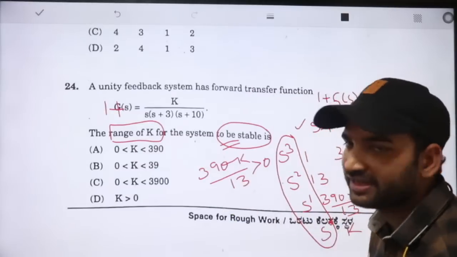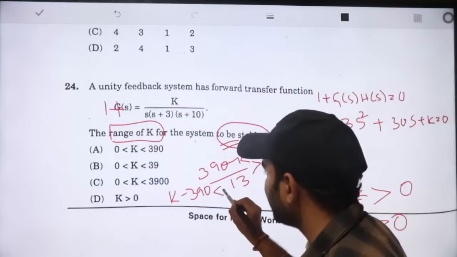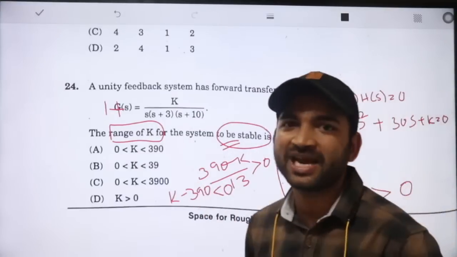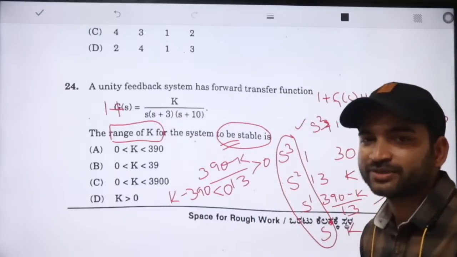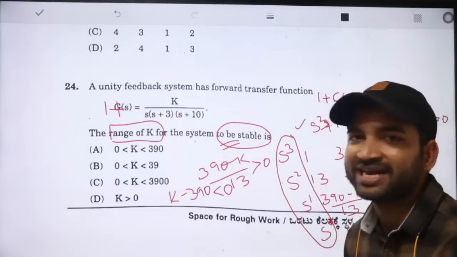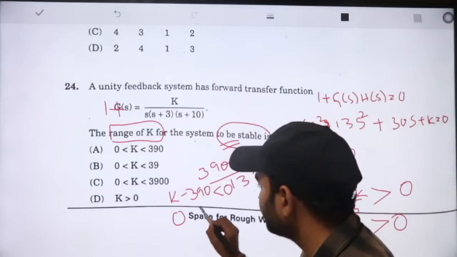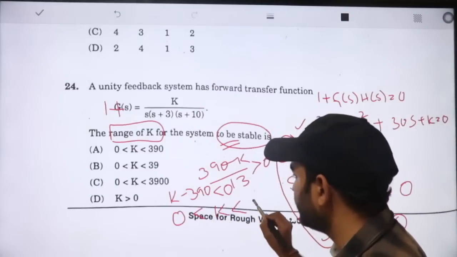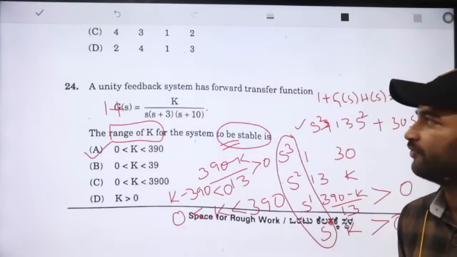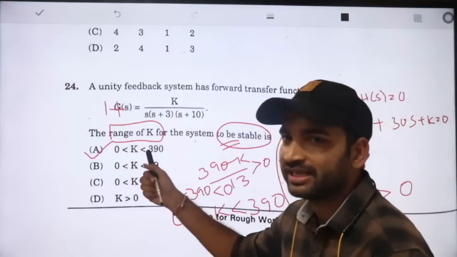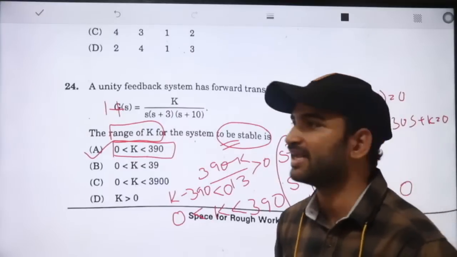If I transfer this, k minus 390 will become less than 0, because I just multiplied this equation with a negative sign. That will be k minus 390 less than 0, which means that 0 less than k less than 390. So the answer will be A for this question. For the 24th question, the range of k lies between 0 and 390, then the system becomes stable.